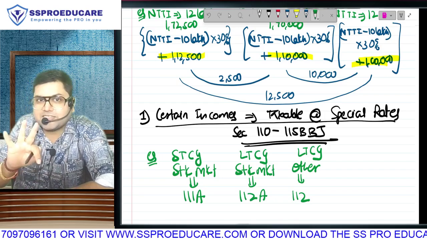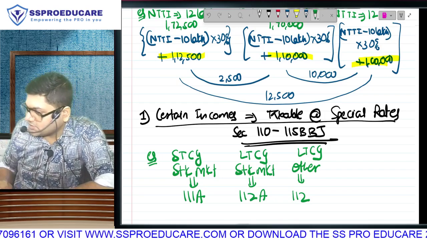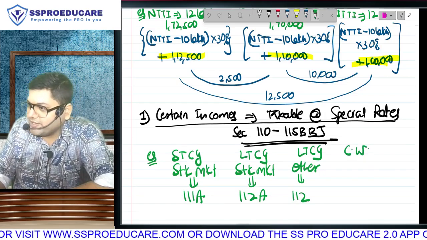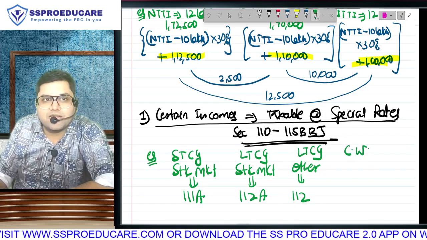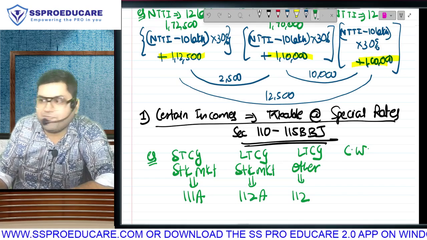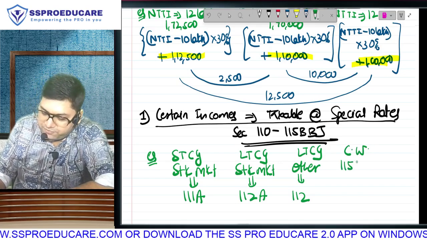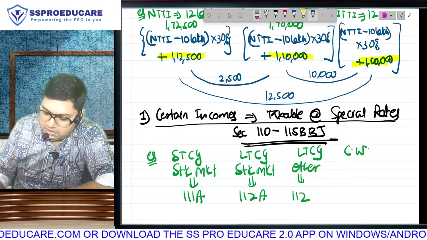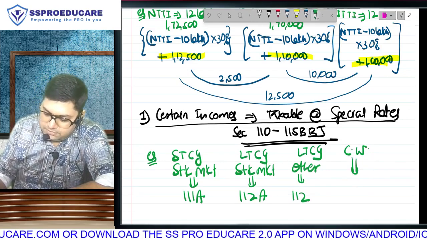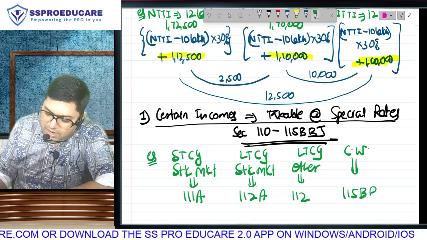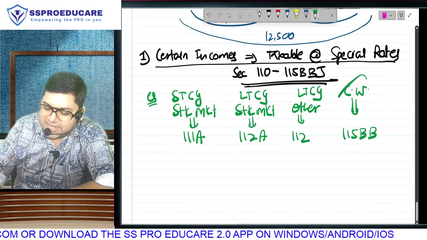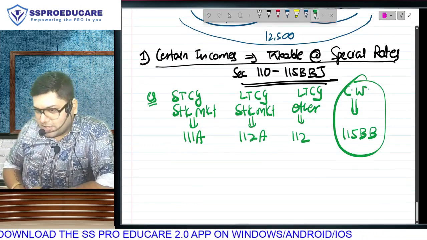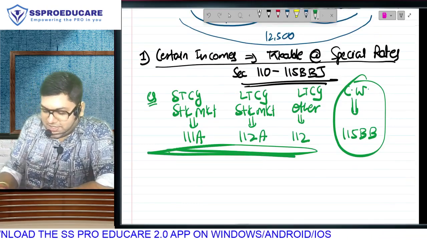And apart from these three, there was only one more section in your intermediate syllabus. If you earn income in the form of casual winnings, winning from lottery, crossword puzzle, card game, any other game in the nature of betting, gambling, that is section 115BB. Now, I will only ask you this tax rate. What is the tax rate on casual winnings? 30%. I will not ask you these rates.